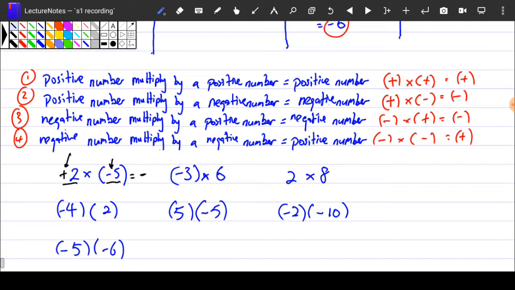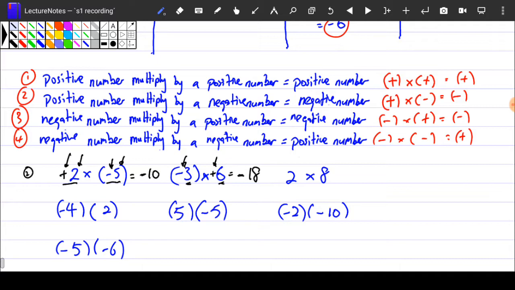This is positive times negative. This is case number 2, right? And it's the negative number. So you'll be minus. 2 multiplied by 5 will give you 10. Now look at the next question. Negative times positive will give you negative. 3 times 6 will give you 18.